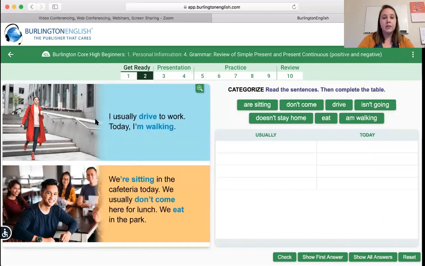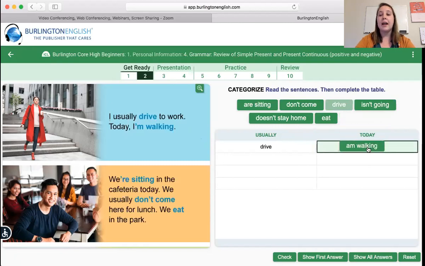So read the blue here. Read it out loud to yourself. Okay. I usually drive to work. Today, I'm walking. So which of these things happens usually? Usually, you drive. Today, what is happening? Today, I am walking.